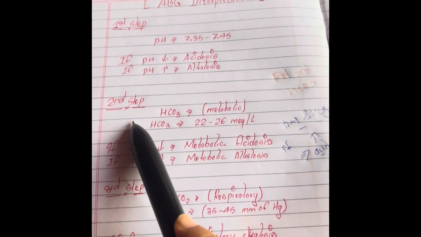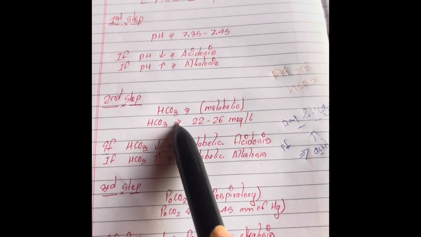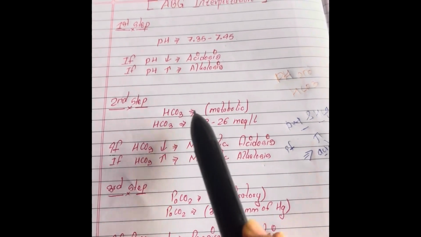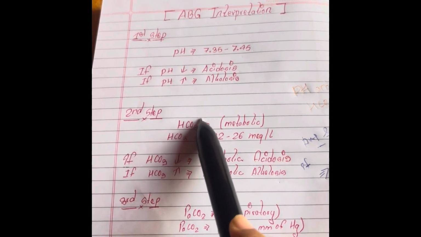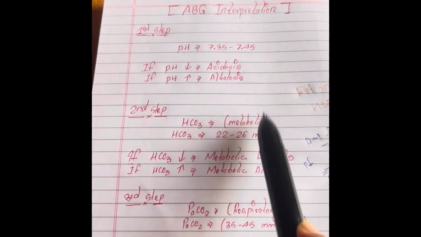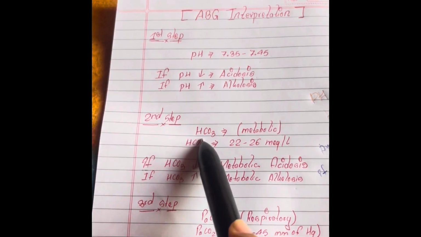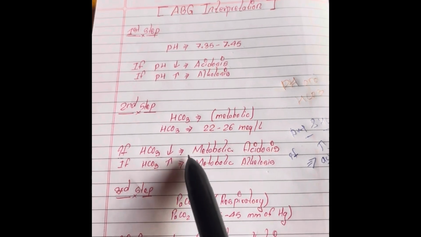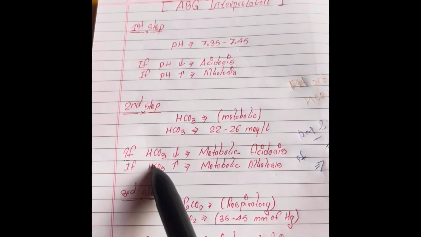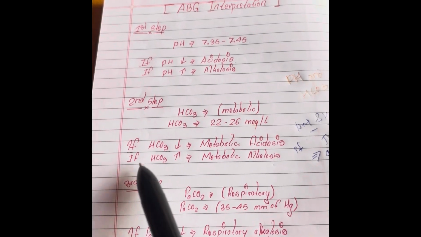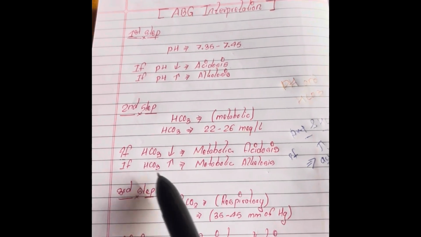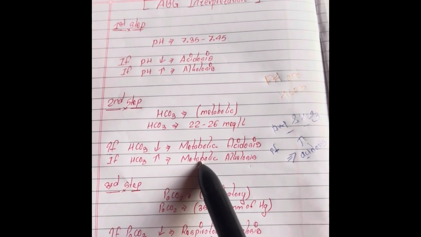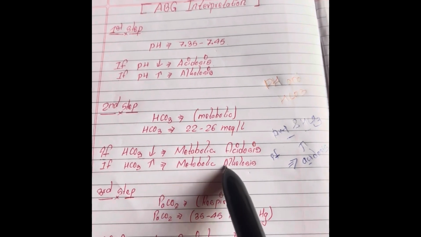And in the second step, there is the bicarbonate level. We should see whether the bicarbonate level is below the normal range or above the normal range, and it is related to the metabolic cause. Bicarbonate means metabolic. So if the bicarbonate value decreases, it is metabolic, and same as pH, it is acidosis. And if the bicarbonate level increases, it is of course metabolic, and same as the pH, it increases and it is alkalosis.